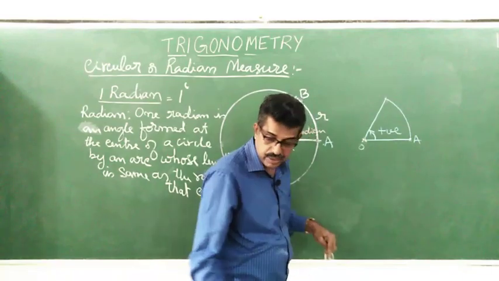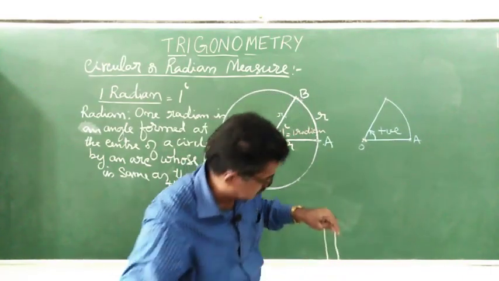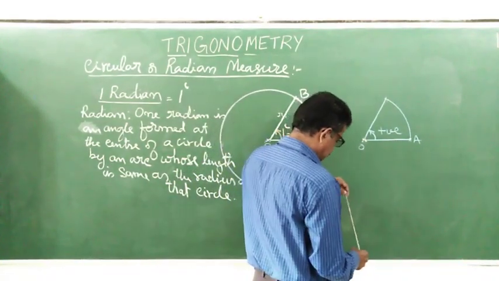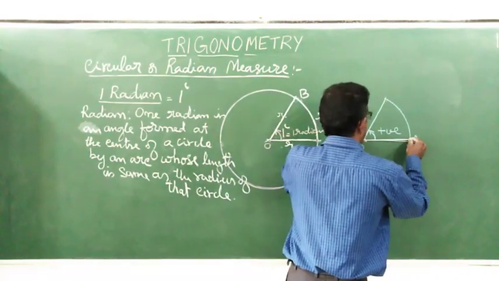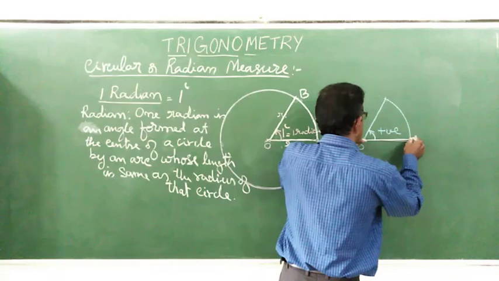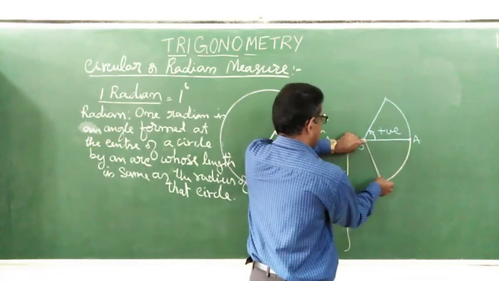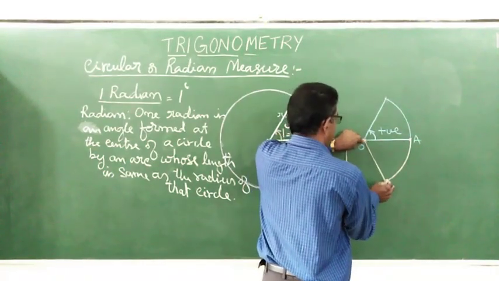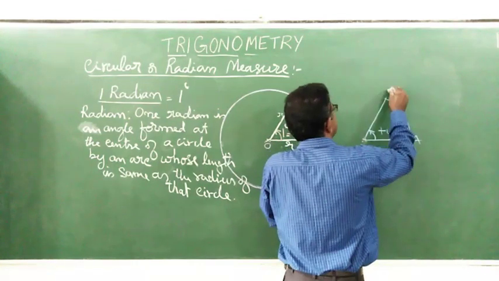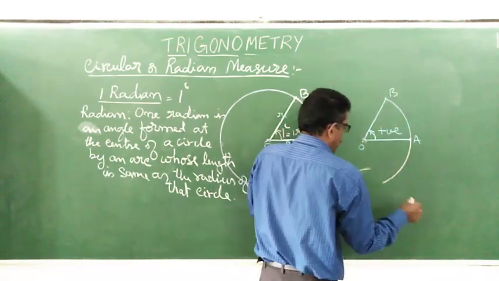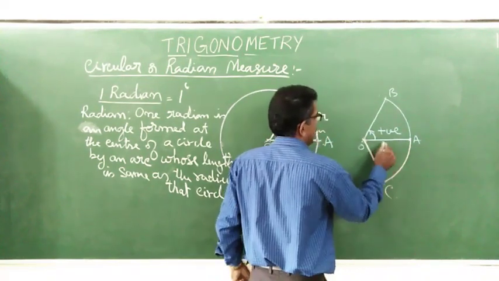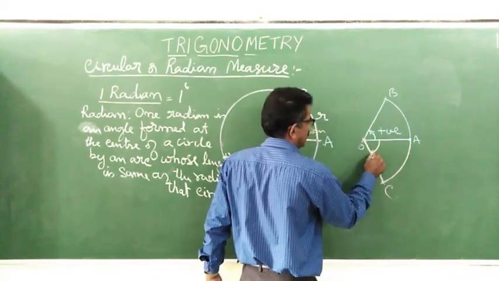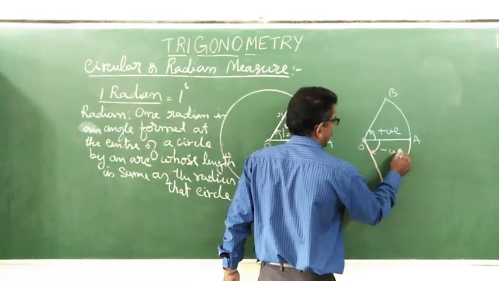Now supposing if the rotation is in clockwise, see I take this is OA. Suppose if this rotation, amount of rotation is in this direction. Let me take this point as B. Let me take this point somewhere here C. This angle hence obtained, this angle is a negative angle.